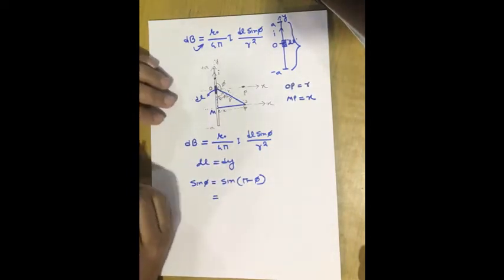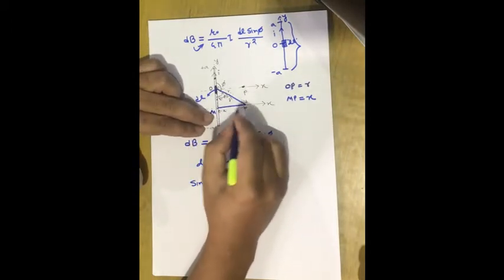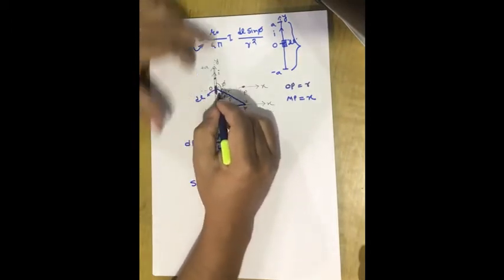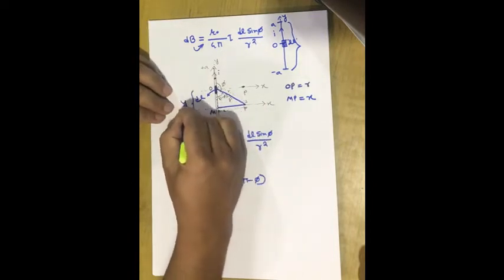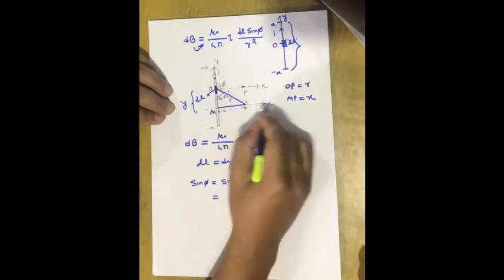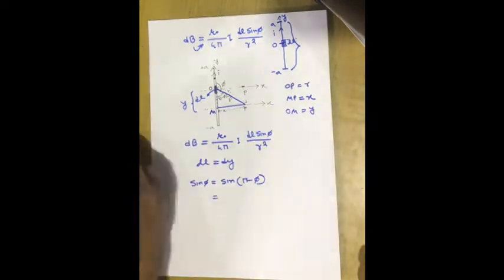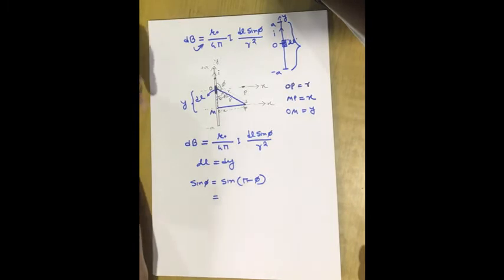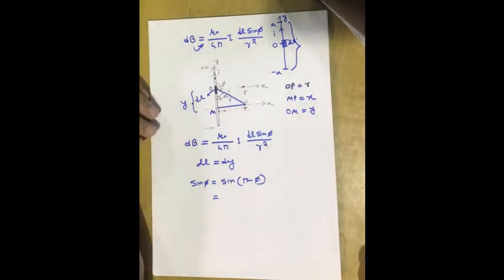Okay, so we know the distance from M to P is equal to x, and OM is in the y direction, so we'll put this direction as y. From the figure, MP is equal to x and OM is equal to y. Because OM is in the y direction and we don't know its magnitude, we write OM is equal to y, which is a variable.